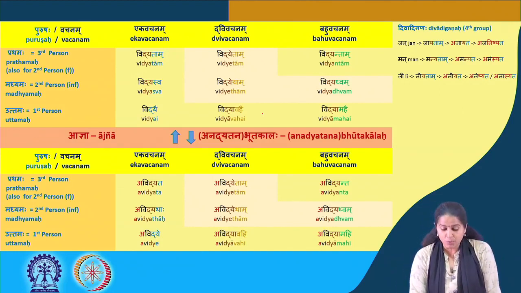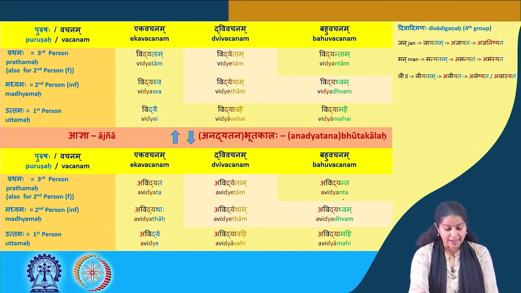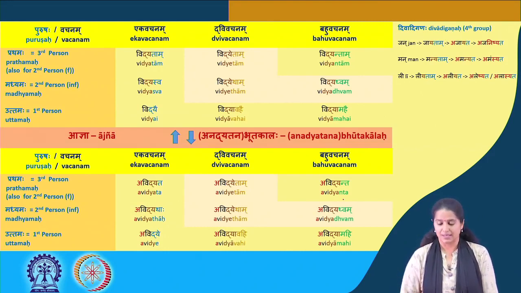And then in the Bhutakala we have Avidyata, Avidyetam, Avidyanta. Repeat that. Avidyathaha, Avidyetham, Avidyadhvam. Avidye, Avidyavahi, Avidyamahi. Alright, so Hai for the Ajna and Hi for the Bhutakala.